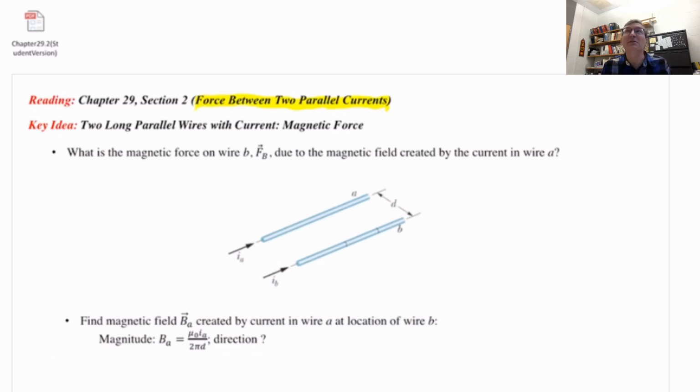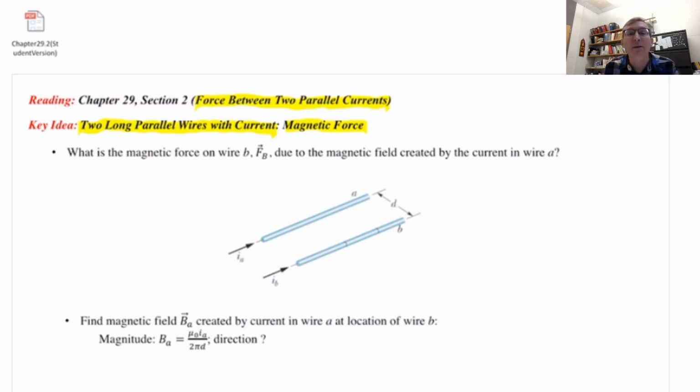We want to be able to calculate that. It enables us to practice using the results from section 1 of this chapter and an important result from chapter 28 as well. So, two long parallel wires, each carrying electric current. We're going to calculate the magnetic force that one wire exerts on the other. So here's the situation in a sketch.